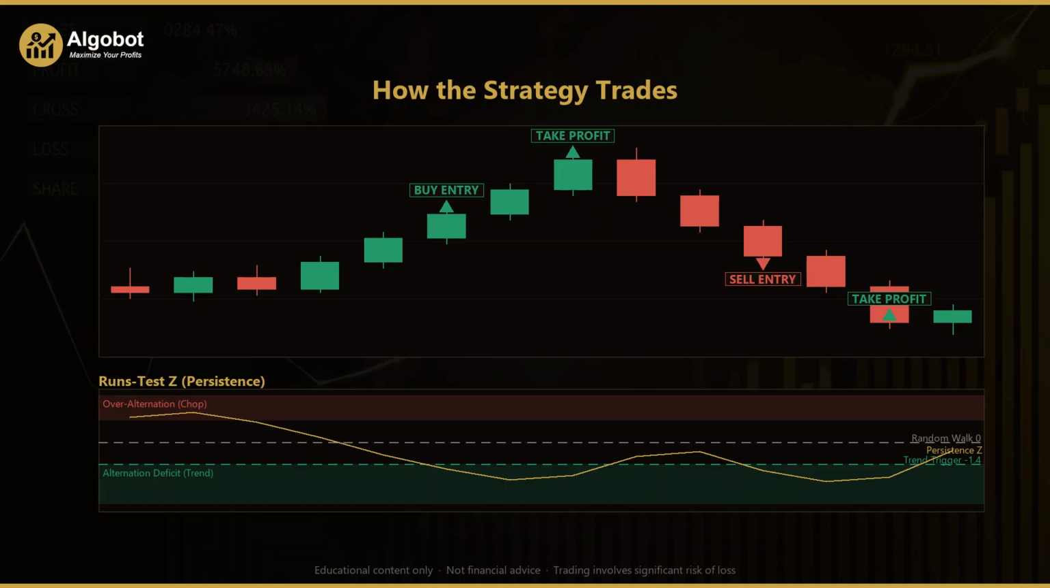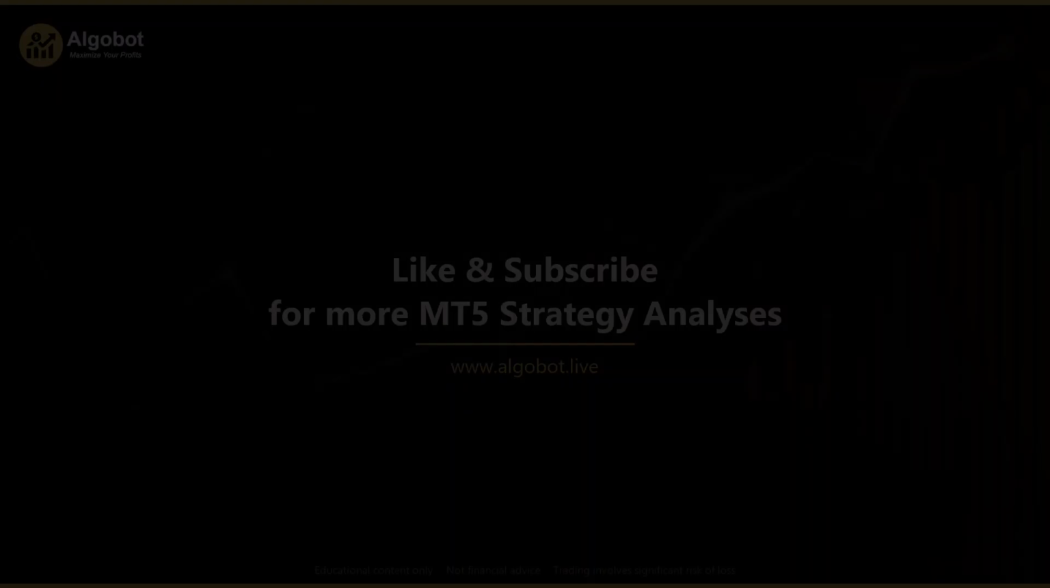The same statistical gate governs both trades. A run's deficit deep enough to prove persistence, while the direction of the drift decides long or short. The strategy deliberately ignores the choppy stretches where the score stays high and commits only when the market shows measurable directional memory. Of course, not every signal plays out this cleanly, and losses are a normal part of any approach like this. Let's wrap up.